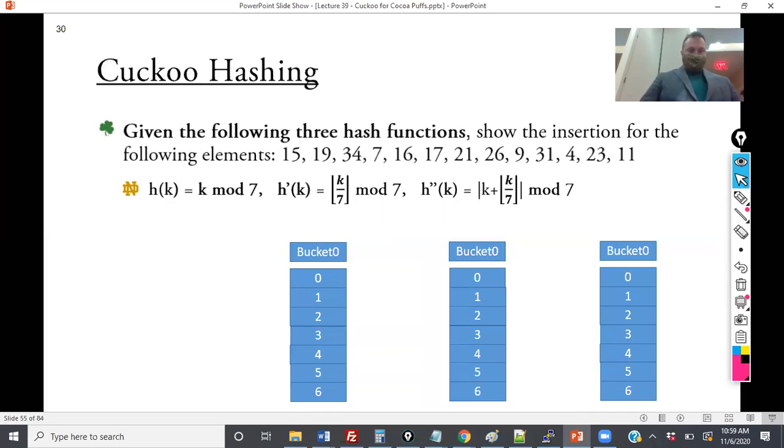So first we're going to have 15. So what do we think is going to happen? So someone quickly tell me what's going to happen with 15. Going to go into 1. Very good. So 15 mod 7 will be 1. What about 19?